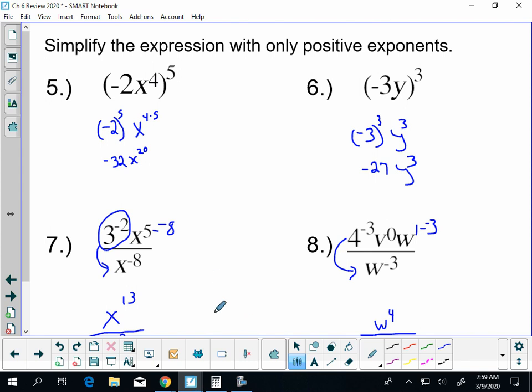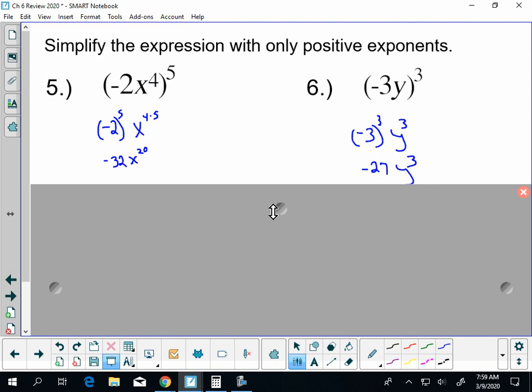On number 5, you're going to want to apply that exponent of 5 to everything in the parentheses. So that's negative 2 to the 5th and 4 to the 5th. X to the 4 to the 5th is a power of a power, so you're going to multiply your exponents. Negative 2 to the 5th is negative 2 times itself 5 times, which gives you negative 32. 4 times 5 gives you 20, so you've got x to the 20, so negative 32, x to the 20.